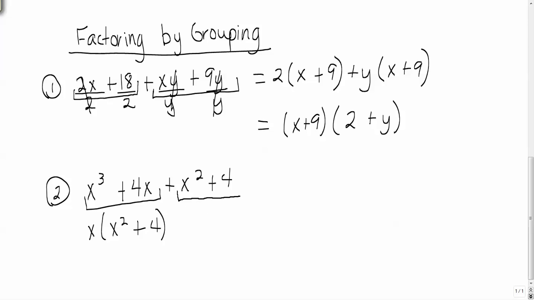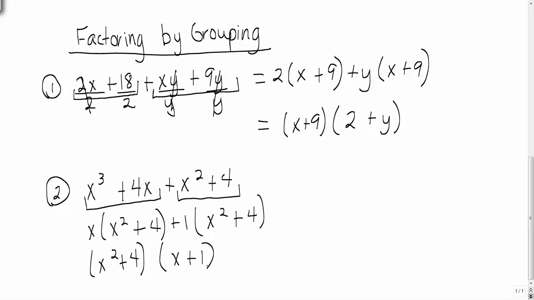Okay, now if we group these two together, they don't have anything in common, so we're just going to factor a 1 out. So x squared divided by 1 is still going to be x squared, and 4 divided by 1 is still going to be 4. Now we got the same thing in both parentheses, so we know we're doing it right. So just write the x squared plus 4 down, and if you factor that out, the x plus 1 is all that will be left over. So that's your answer, x squared plus 4 times x plus 1.